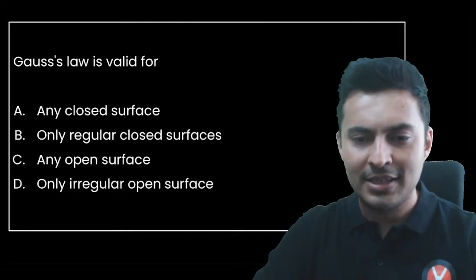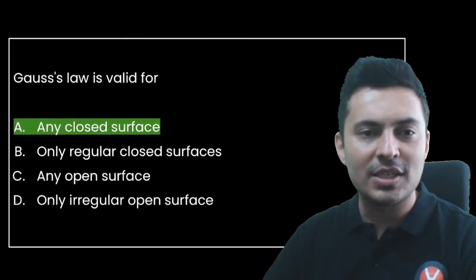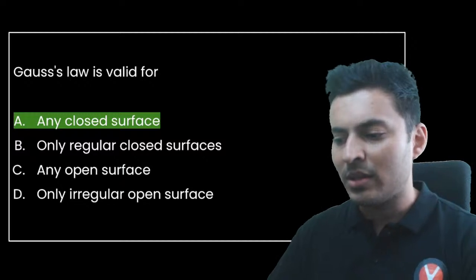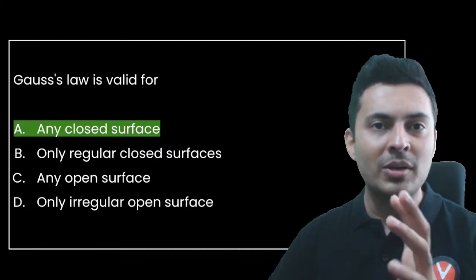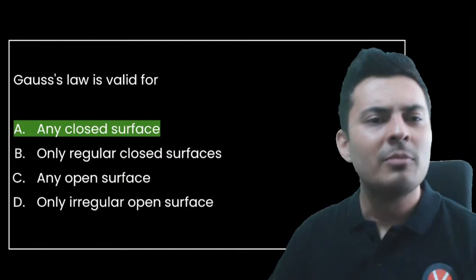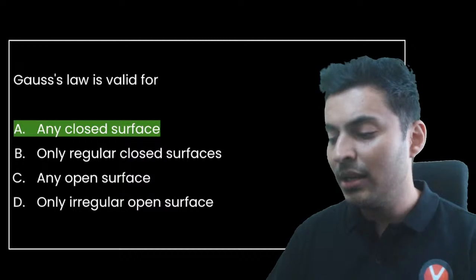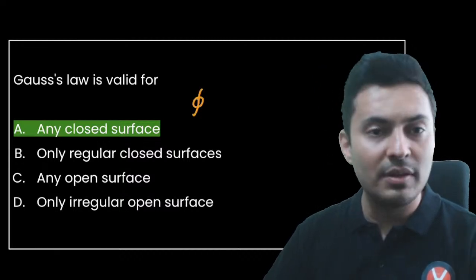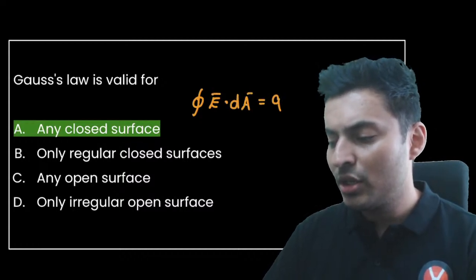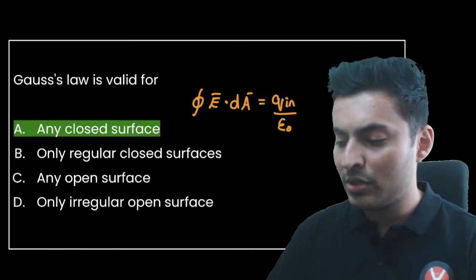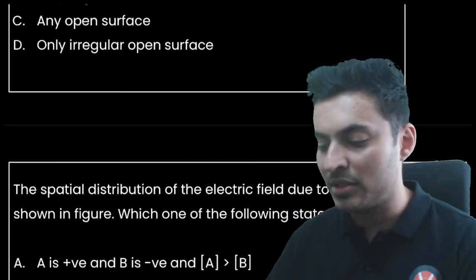What do you think the answer is? Yes, very good. Many of you got it correct. The answer is any closed surface. It's not only for regular closed surface or symmetrical closed surface. We use Gauss law for symmetrical surfaces or for regular polygons as such, because it makes our job easy, but that doesn't prevent us from using it for any randomly shaped closed surface. The main criteria is the surface must be closed. That's why you use the closed surface integral. E vector dot dA vector is going to be q in divided by epsilon naught. So any closed surface.